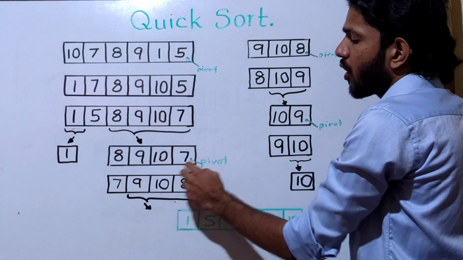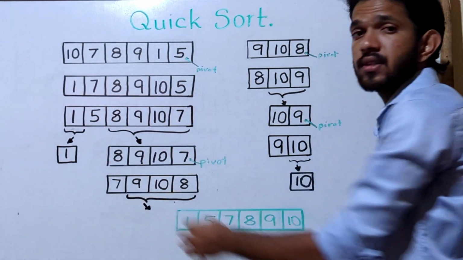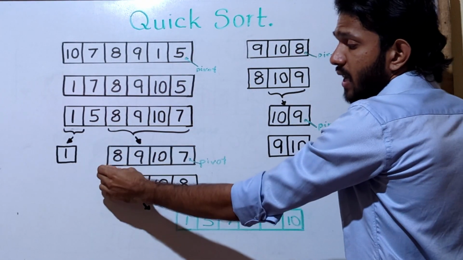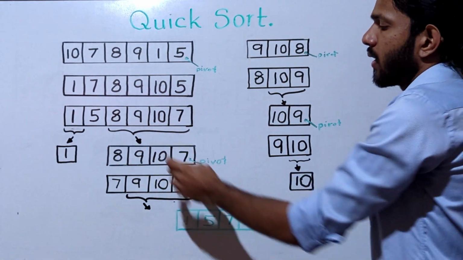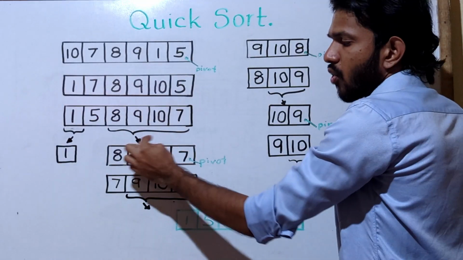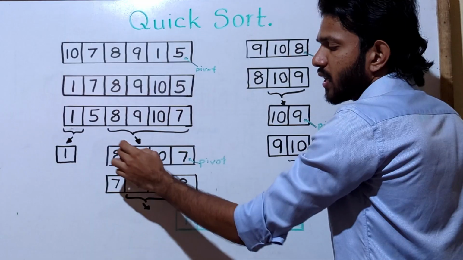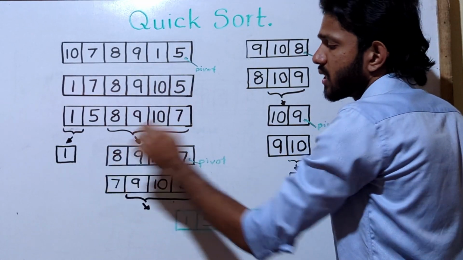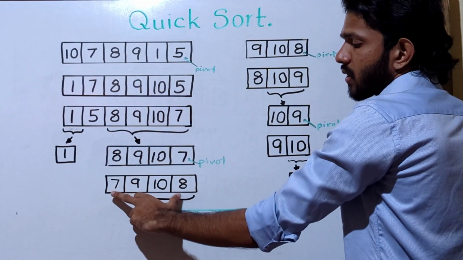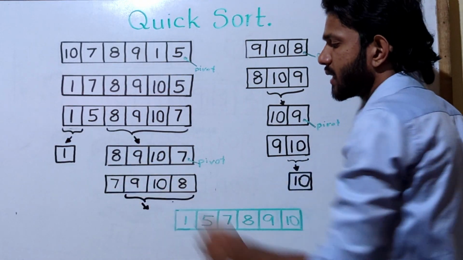For sorting this, we are going to take 7 as our new pivot and 7 wants to move to its correct place. 8 is greater than 7. Then 8 wants to move to this side. 10 is not less than 7. Then 10 doesn't want to move to this side. 9 is also not less than 7. Then 9 also doesn't want to move to this side. Then we can swap 8 and 7 and make the array like this. Then 7 is in its correct place.